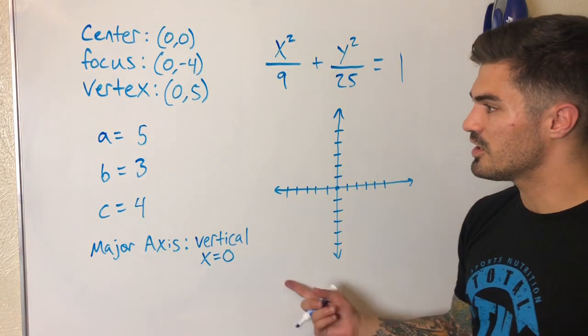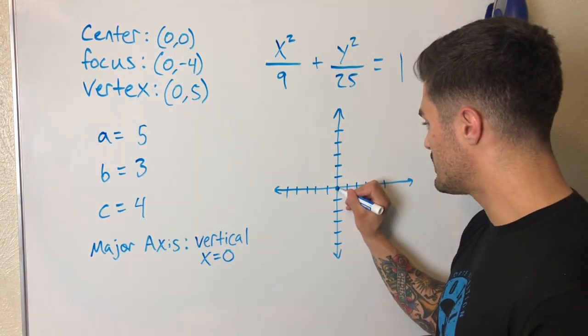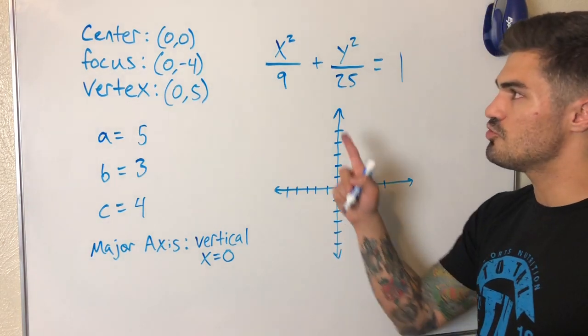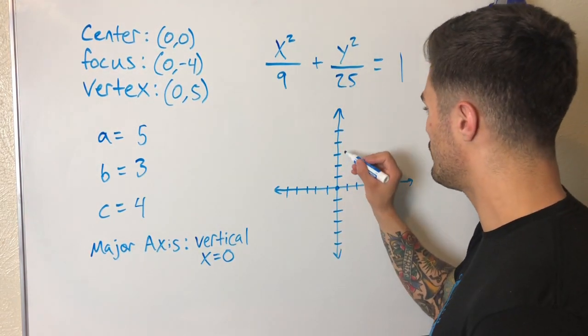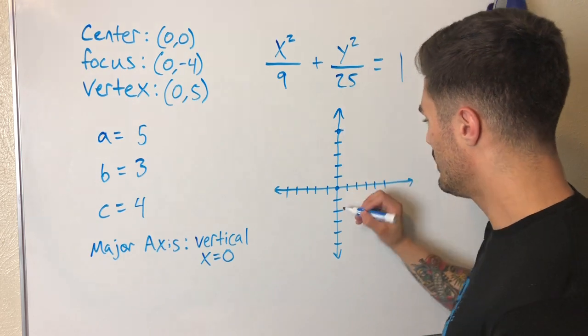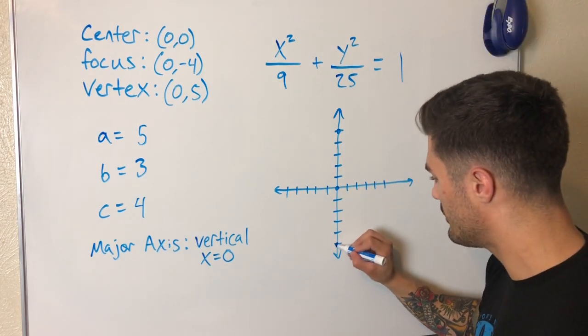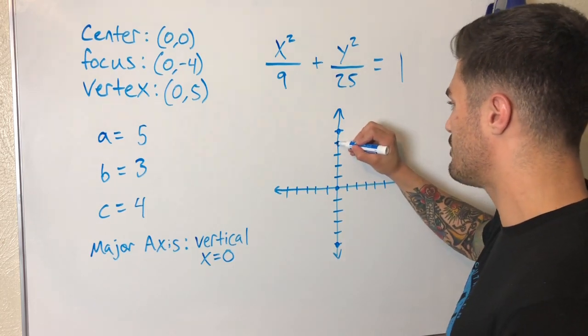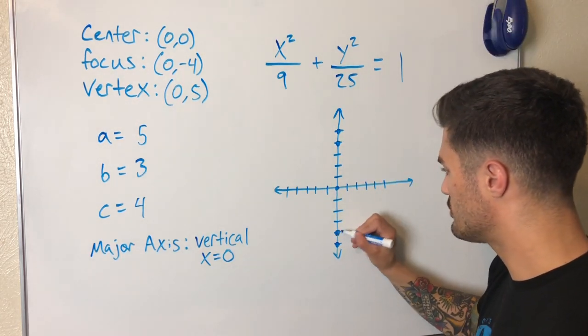So now what am I going to do? I am going to start from my center. Remember, A is the distance from my center to my vertices. So I have 1, 2, 3, 4, 5 all the way up here, as well as 1, 2, 3, 4, 5 all the way down here. And then C is from my center to my foci. So I have 4 and 4. So those are my foci.